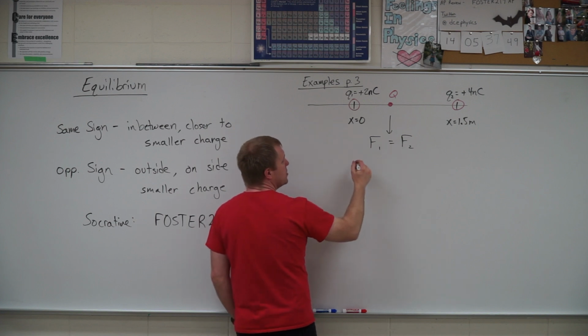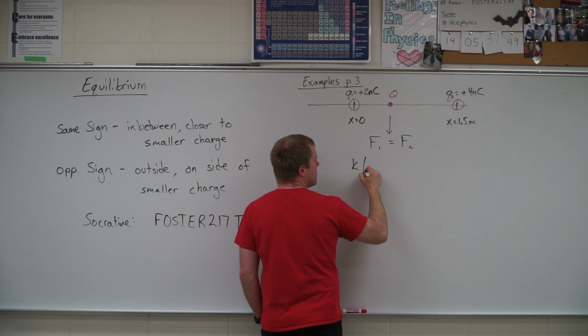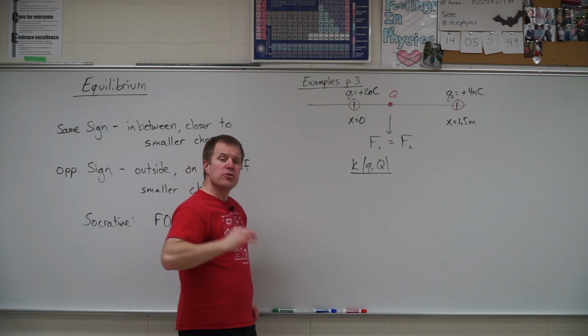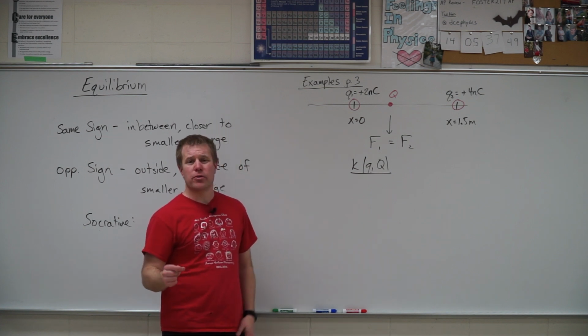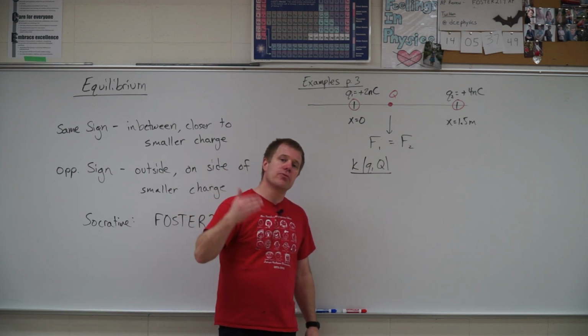All right, so let's substitute in. I have K times the forces involved from 1, so I have Q1 times Q divided by how far away it is. We don't know where this equilibrium location is. So here's when we go back to our green sheet and we follow those steps.